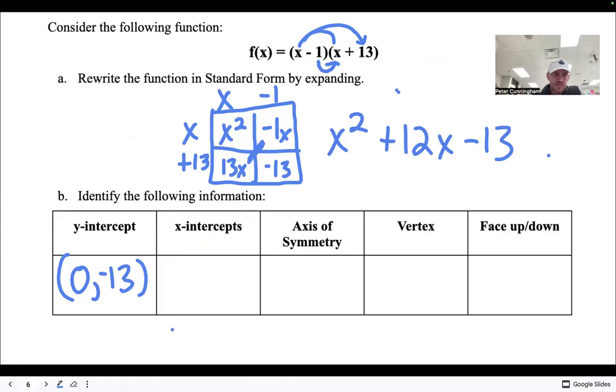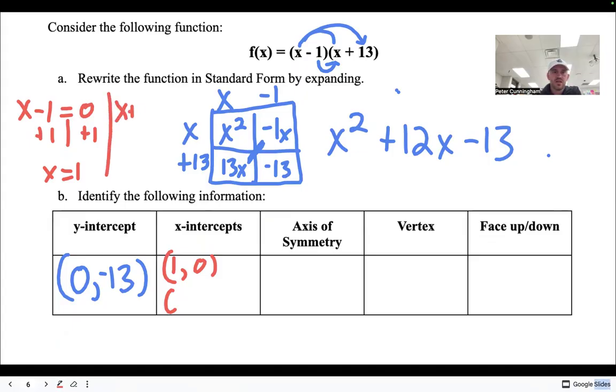My x-intercepts, let's put them in a different color here. To find those, x minus 1 equals 0. X equals 1. So my first x-intercept would be 1, 0, or the first one that I found anyway. Let's do the next one. X plus 13 equals 0. Why am I equaling 0?